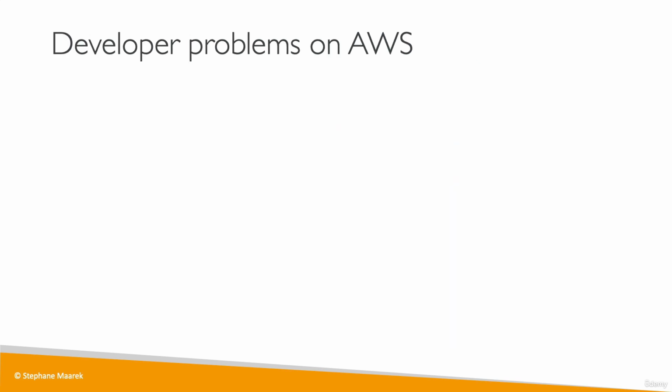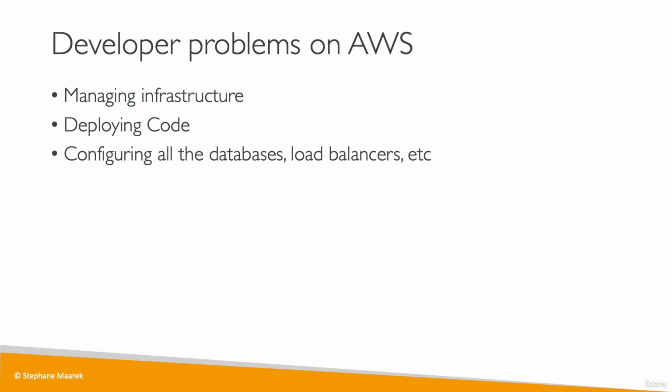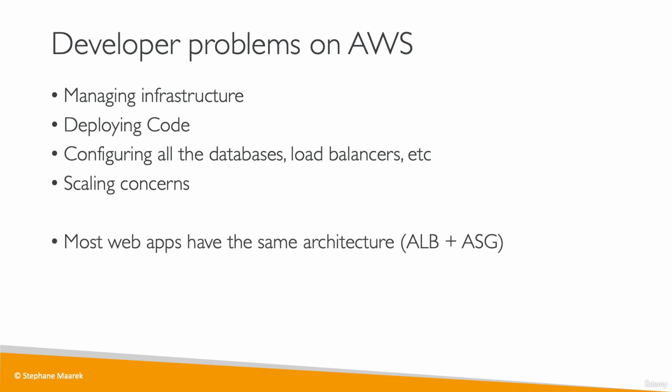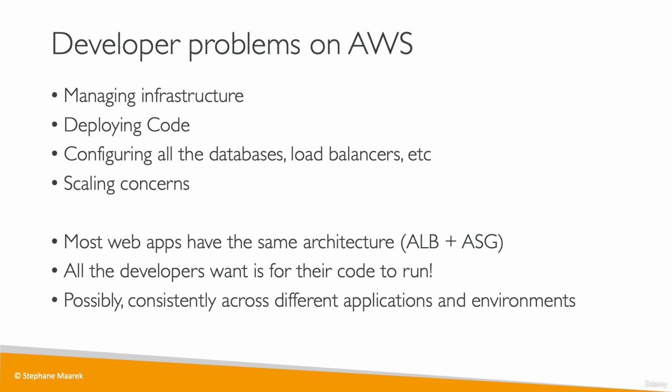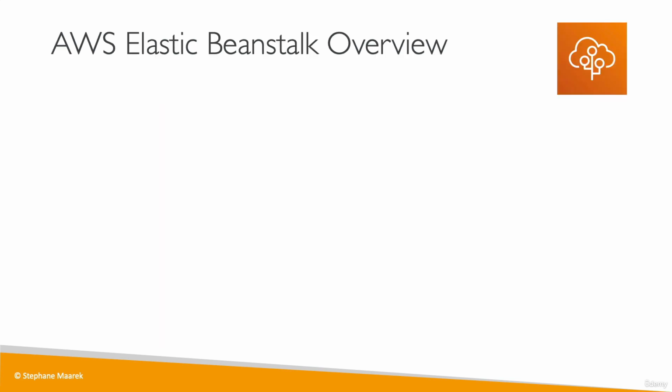So when you're a developer on AWS, you don't want to be managing infrastructure, you just want to be deploying code, okay? You don't want to have to configure all the databases, the load balancers, etc., and you want to make sure that whatever you're doing scales. And as we saw, most web applications will have the same or a similar architecture with a load balancer and an autoscaling group. So as a developer on AWS, all that you want to do is to run your code. Possibly, you want to run your code for different applications and environments the same way. So there comes Elastic Beanstalk.